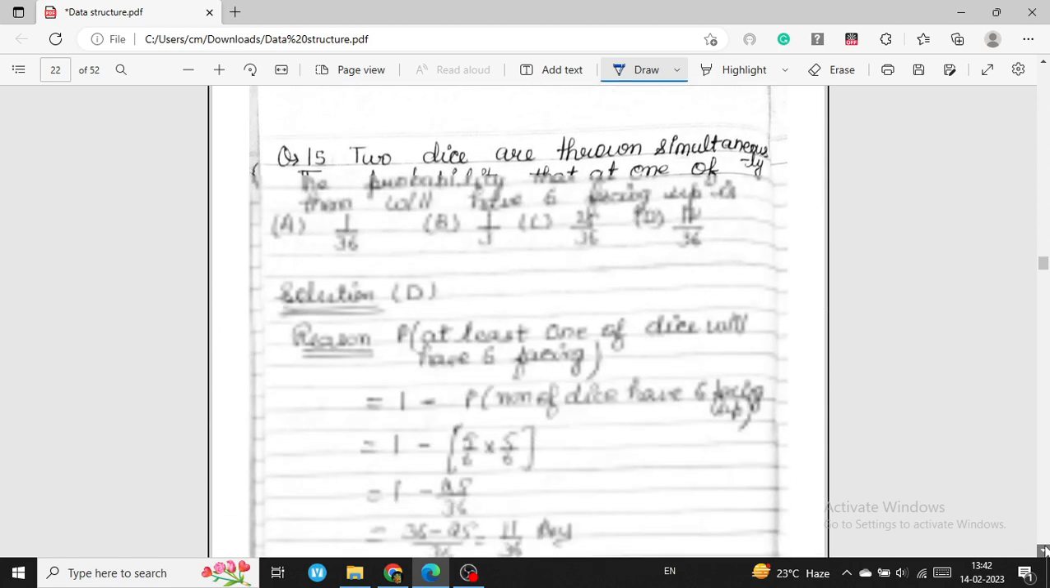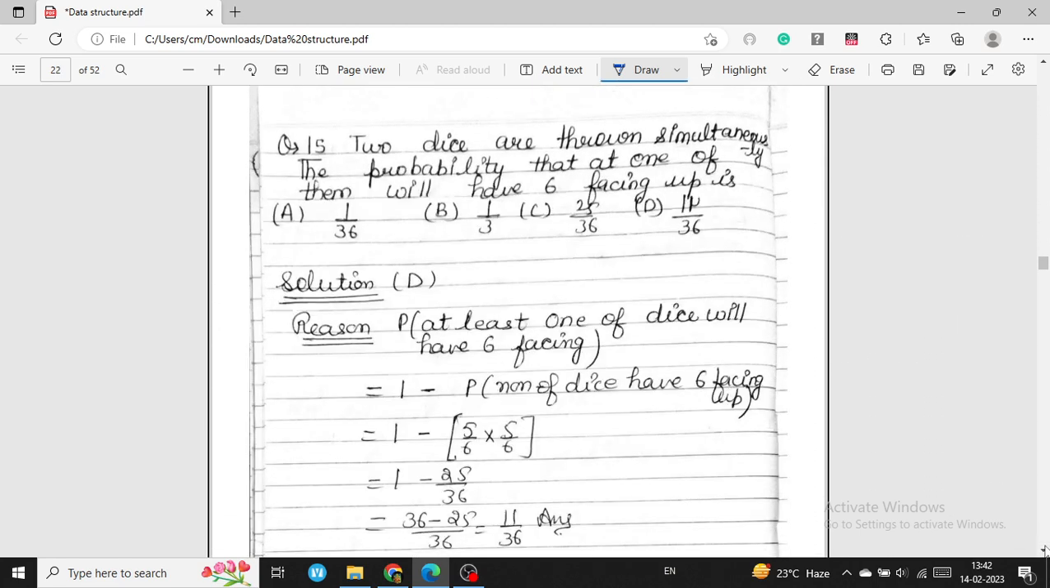Now the next question is: 2 dice are thrown simultaneously. What is the probability that at least one of them will have 6 facing up? The answer is 11 by 36. How? Probability of at least one die facing 6 is 1 minus P(none of the dice have 6 facing), that is 5 by 6 times 5 by 6.